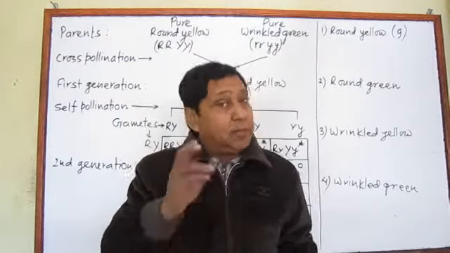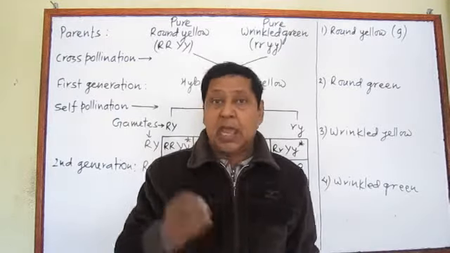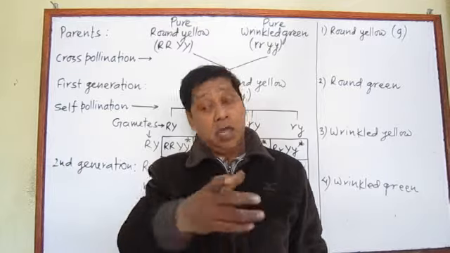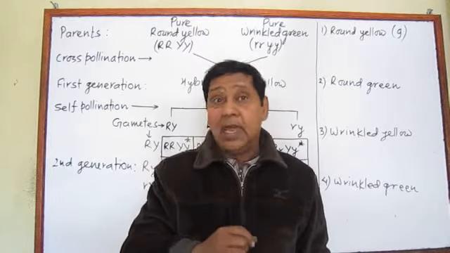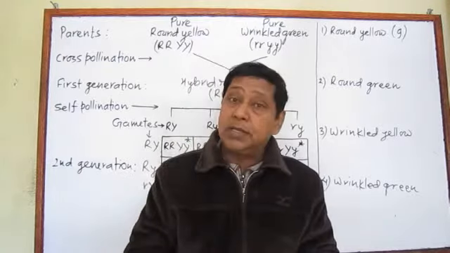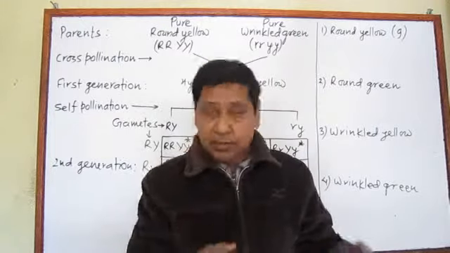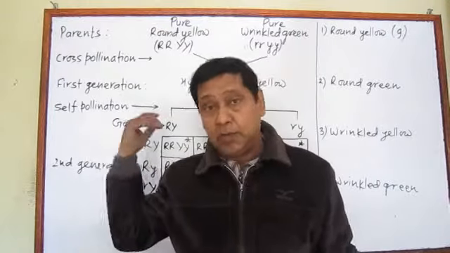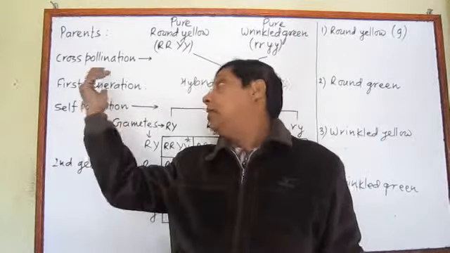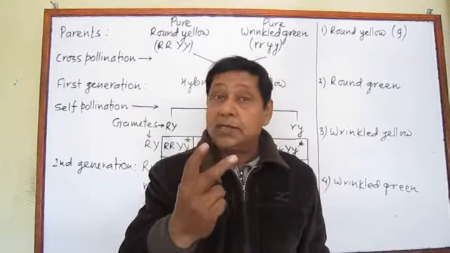Dihybrid cross, one of Mendel's famous experiments, was done in pea plant. And what is the meaning of dihybrid cross? The cross between two organisms with regard to two characters is called dihybrid cross. In this experiment, what I am showing in the form of chart, two characters are taken.